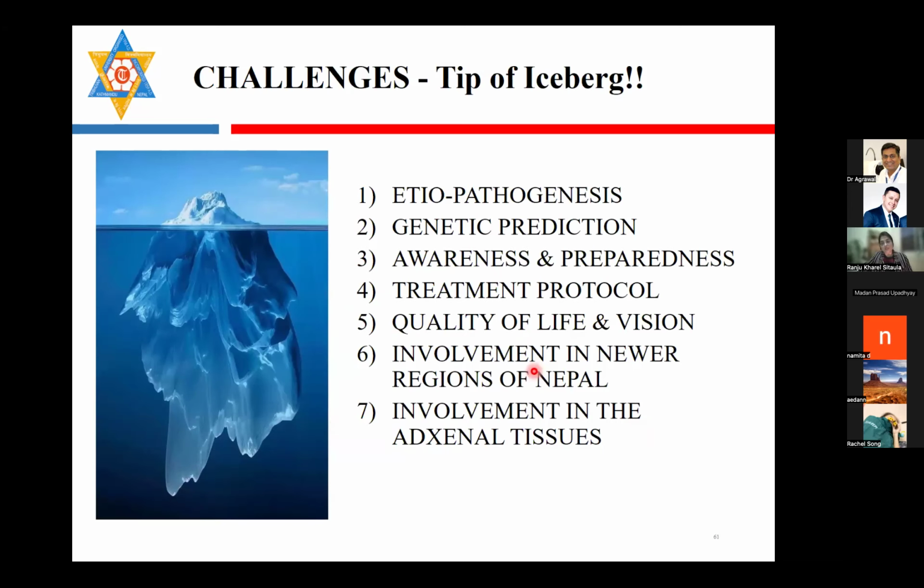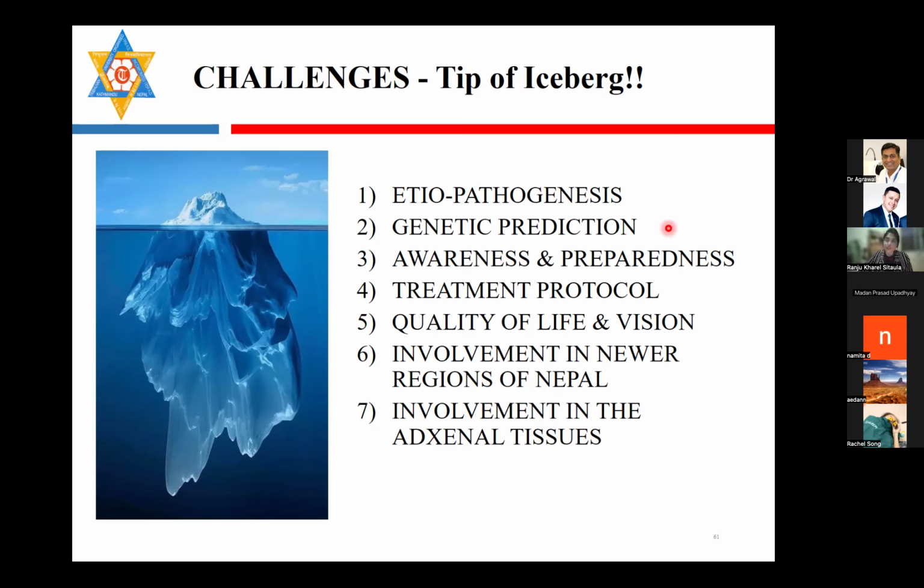Now we could achieve up to that level, but we have a lot of challenges in front of us because we yet don't know its exact etiopathogenesis. So in the absence of that, we are not able to develop a treatment protocol. We are yet to confirm which are the genetically predisposed people for developing SHAPU. Our awareness and preparedness across the country is ongoing, but we have very difficult terrain. We have high Himalayas and mountains, so reaching everywhere is very difficult.